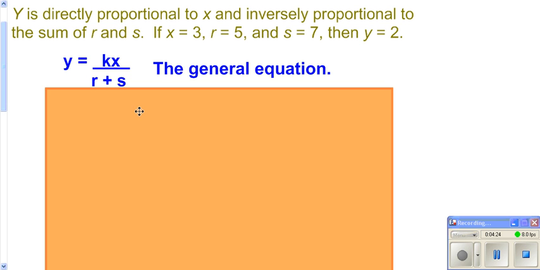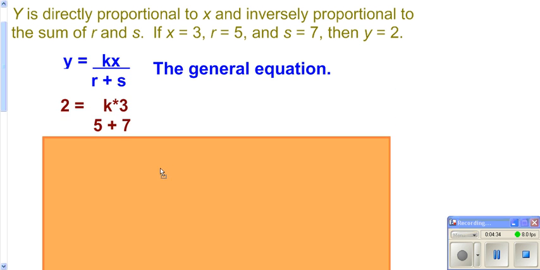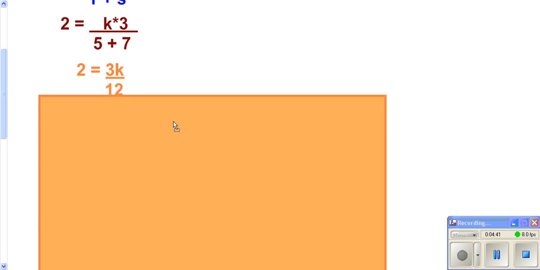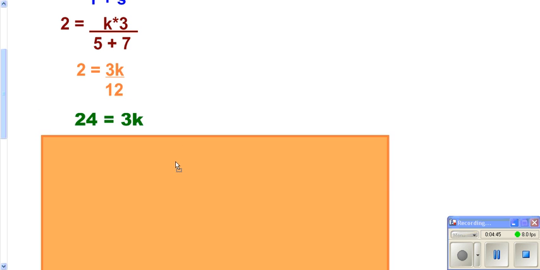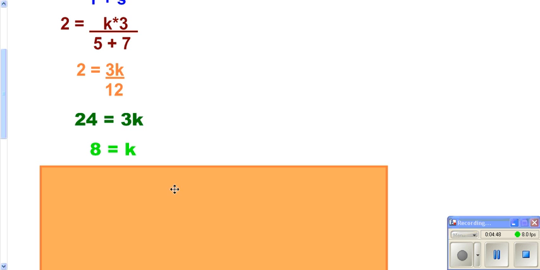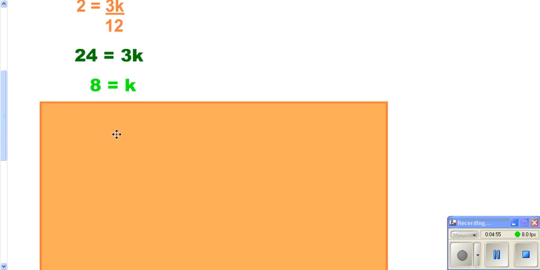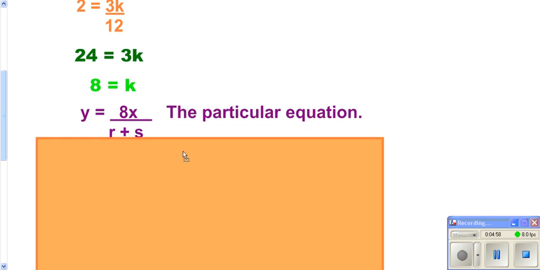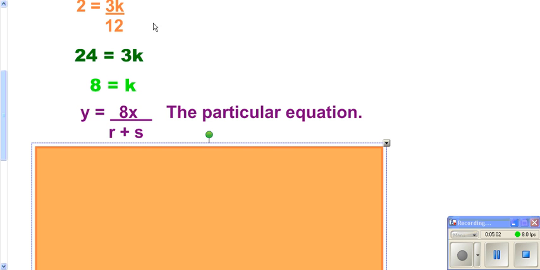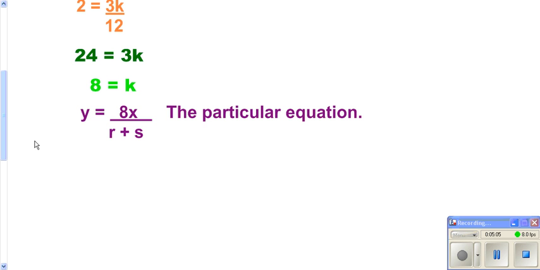So now all we're going to do is plug in our values for x, r, s, and y so that we can go ahead and find the value of k. Now just go ahead and solve that. And we get k to be 8. Then once again, you want to rewrite your general equation that you started out with, with the value of k in it. This is your particular equation, and that's all we were asked to find. We weren't asked to find anything more, but in some problems you'll be asked to.